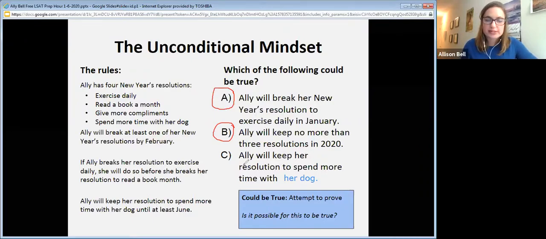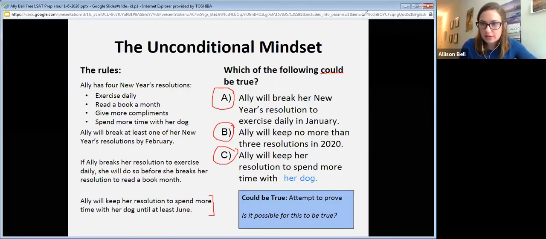Let's look at answer choice C. I will keep my resolution to spend more time with my dog. Well, the third rule addresses this. It says I'm going to keep that resolution until at least June. It doesn't say anything about me ever having to break it. So C is also something that could be true. So notice the shift here. When I moved from a must to a could be true, 2 more answer choices became correct.